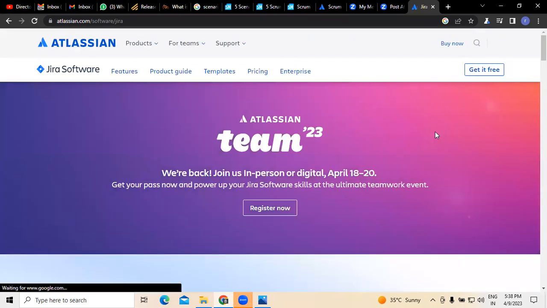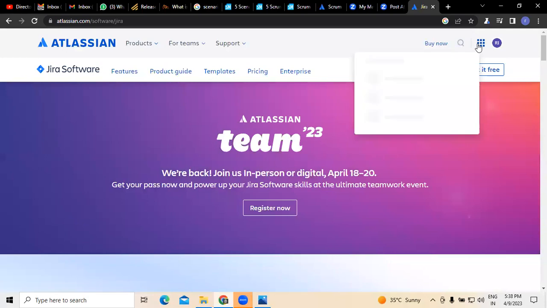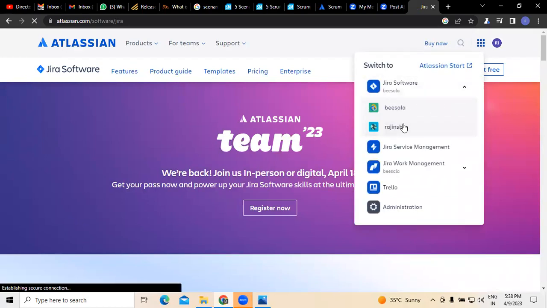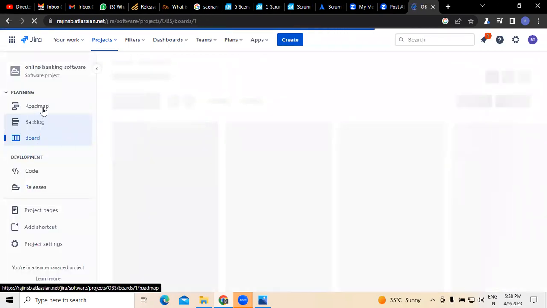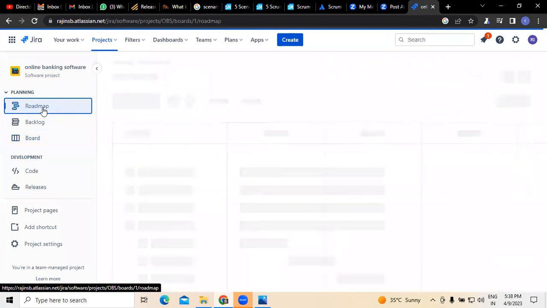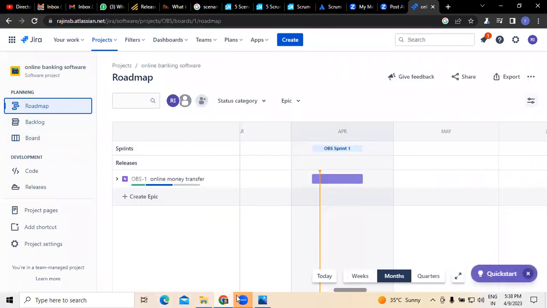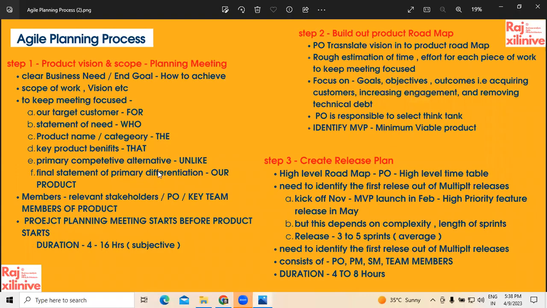In Jira, the product owner has to visualize the roadmap, because unless they visualize the roadmap, developing will be difficult. So the product roadmap has to be created, right? If you take this online banking software as an example, this is the roadmap which has to be created by the product owner, because whatever they discussed in the first level was across the table. They discussed what they want to complete. But at the end of the day, if this goes to the agile team to develop, they need a clear understanding of what they want to develop.